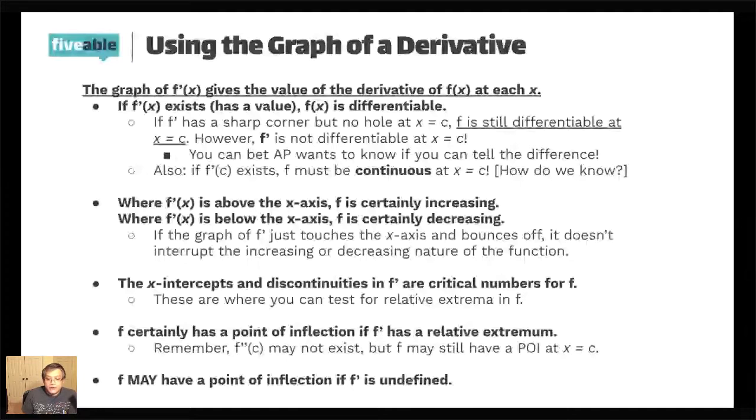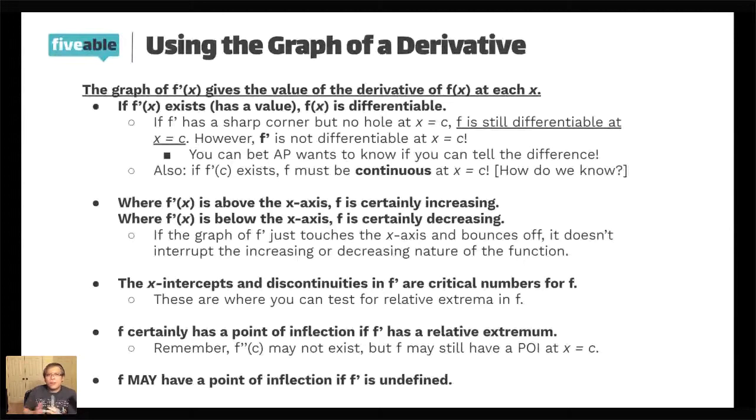And f certainly has a point of inflection if f prime has a relative extremum. So f double prime of c might not exist. But if c is in the domain of f, then f might still have a point of inflection at x equals c. And that's a very common question.